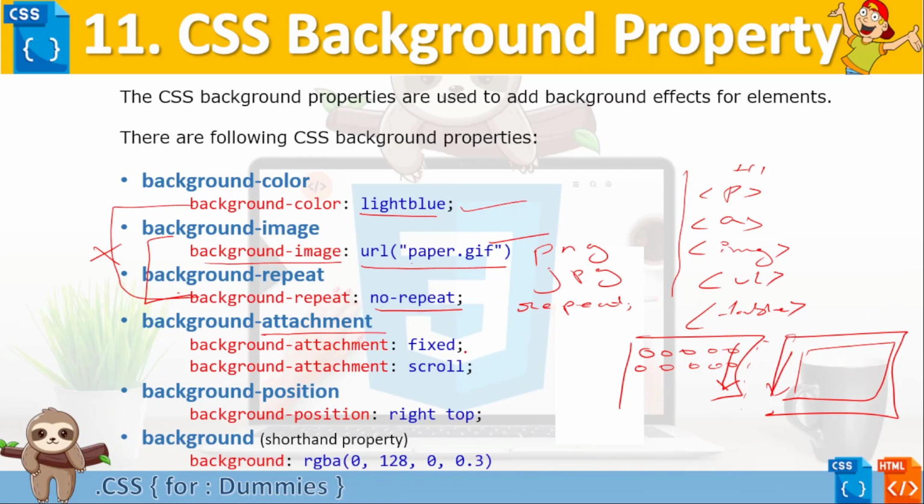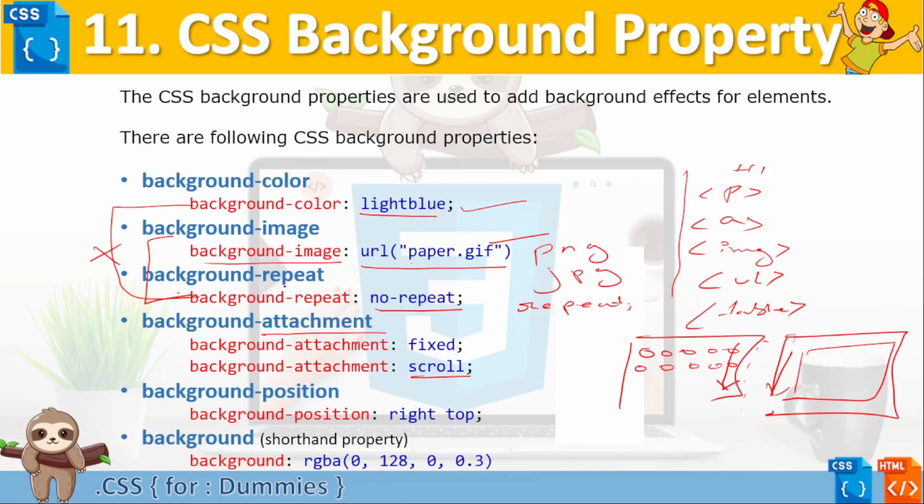So we use either the fixed or scroll attribute. So when it is scroll, it means that you want to scroll the background as well. If it is fixed, it means that the front content will change, but the image will be fixed as a background. Okay, so these are two additional properties that we use with CSS after the image.